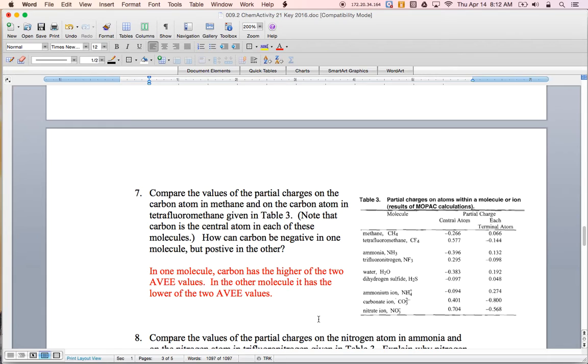And it will always be the case that the atom with the higher of the two average valence electron energies will carry the negative charge. So in methane, where carbon has the higher of the two average valence electron energies, it comes out negative, and in tetrafluoromethane, where fluorine has a higher average valence electron energy than carbon, carbon ends up picking up a positive charge.